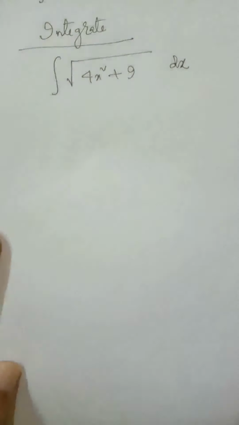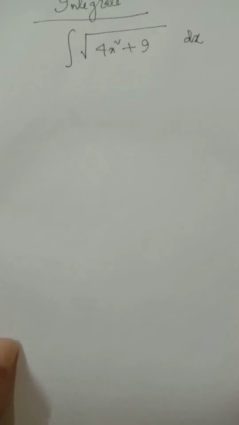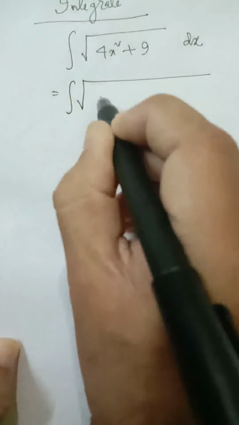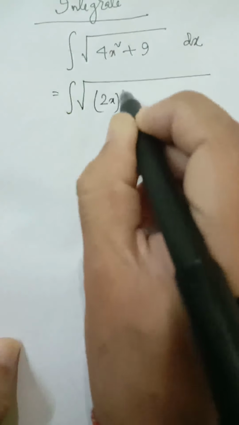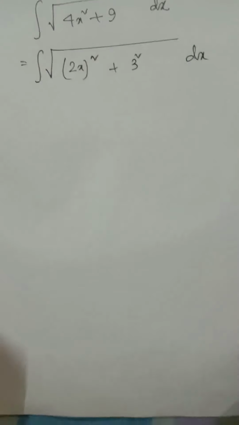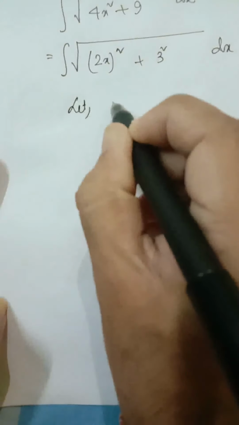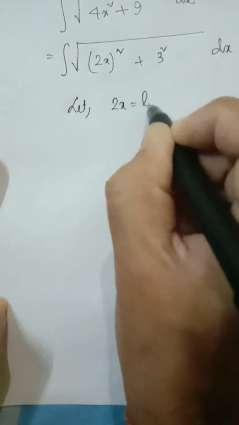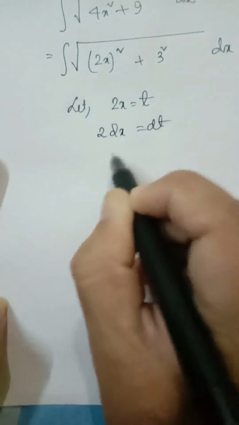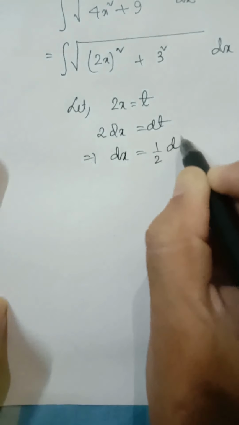Now let us integrate root over 4x square plus 9. To integrate this we can substitute. You can write 4x square plus 9 as 2x whole square plus 3 square dx, and put 2x equal to t. Let 2x equal to t. If we differentiate, we get 2 dx equal to dt, so dx will be dt by 2, or half of dt.